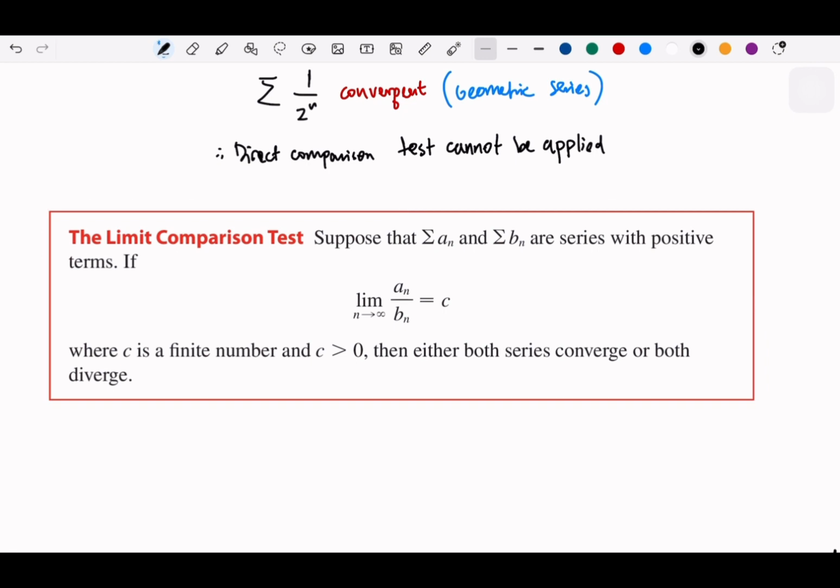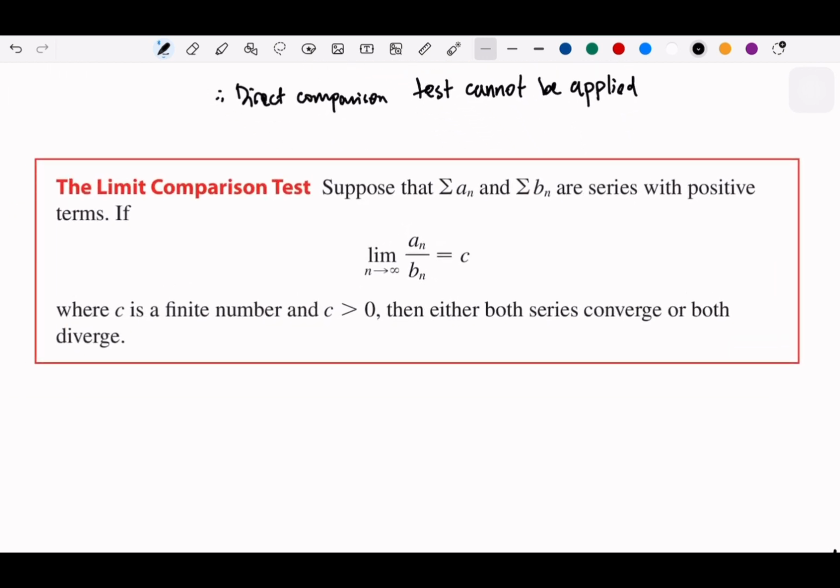So this actually could be true. We are taking the an and bn as a ratio, as fractions, that when we take the limit, it will have some constant c, positive c, okay? And it could be both converge or both diverge. It depends. And you will see how to use it later.